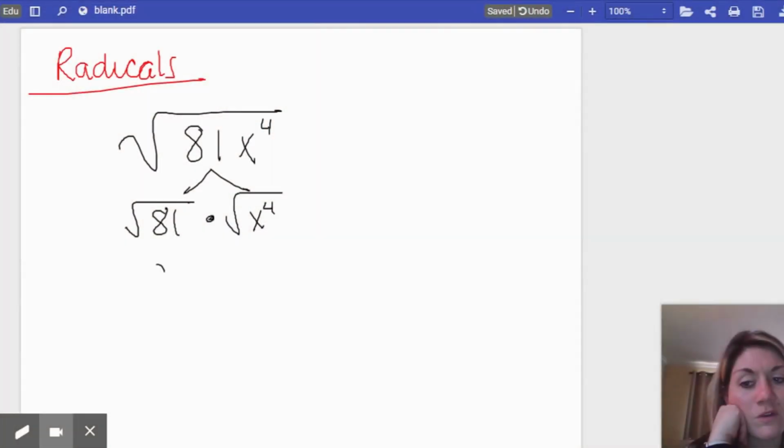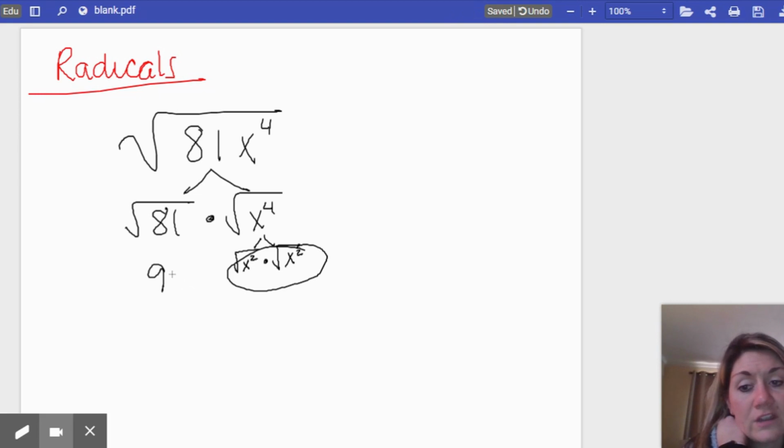The square root of 81 is 9. And over here, what I'm really asking myself is what times itself is equal to x to the fourth. So I hope that you know that x squared times x squared equals x to the fourth. Since there are 2 of them, they no longer need to be underneath the square root. So we can take it out, and our final answer is 9x squared.